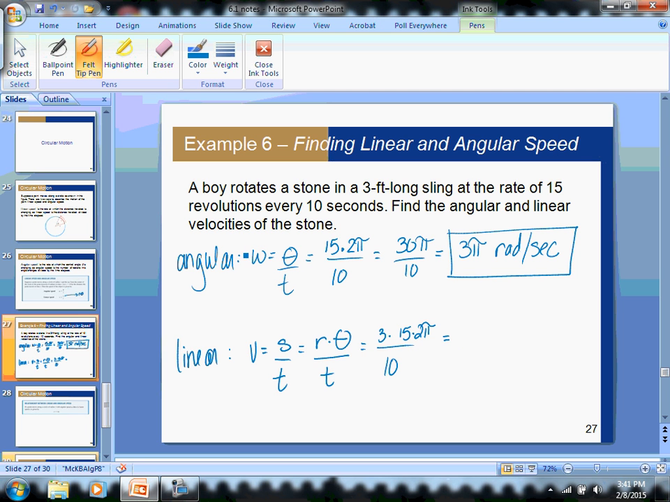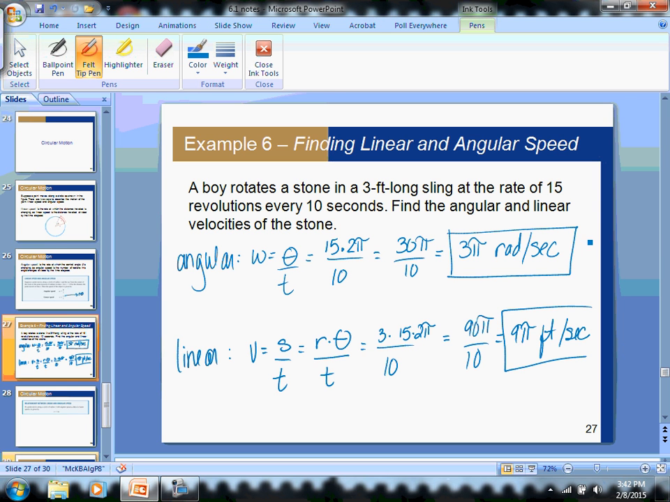So really, angular speed is the same as the linear speed. You just multiply it by your radius. So then we'll end up with, let's see, 30 times 3 is going to be 90 pi over 10. So that reduces to 9 pi. And our radius now is feet, so this would be feet per second. Okay, so that's how fast the stone was moving around the outside of the circle.